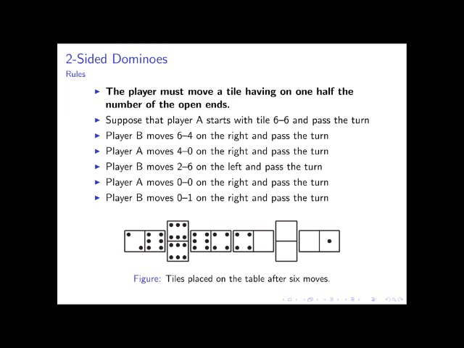Then player A moves a 6, then player B moves 0-0 on the right, and player A moves 0-1 on the right. Observe that doubles are placed vertically and the others horizontally. The figure in this slide shows the game state of this example.